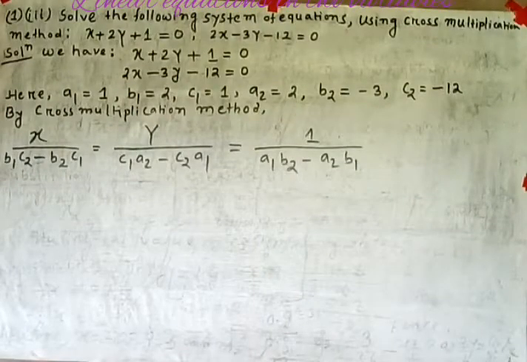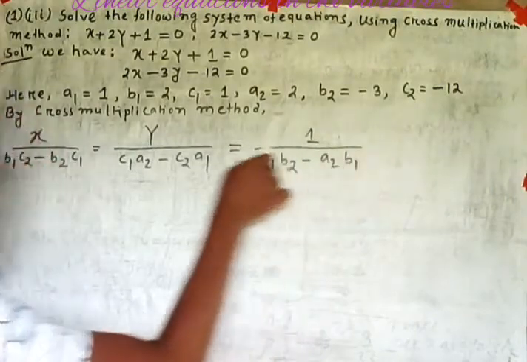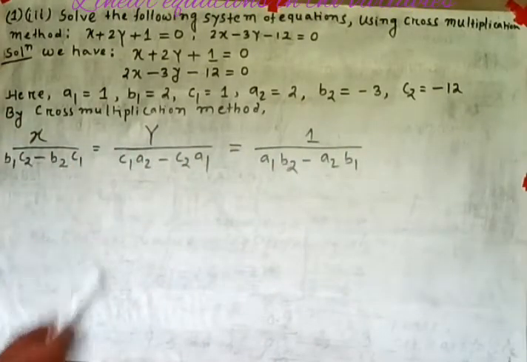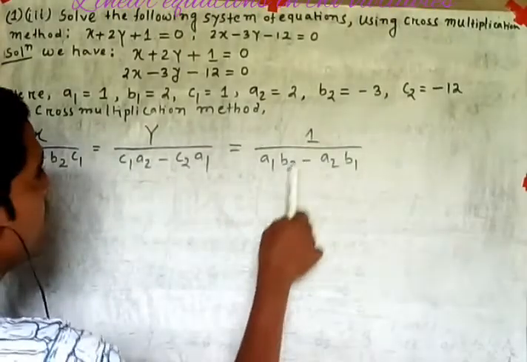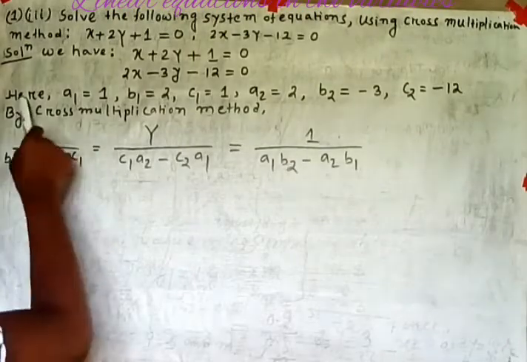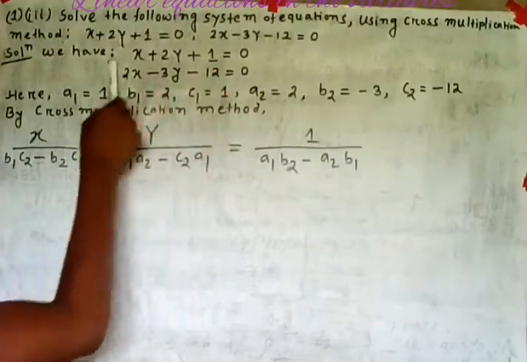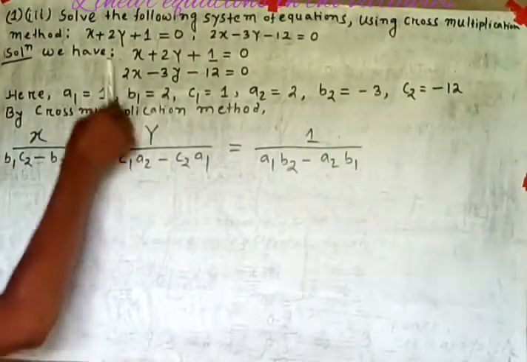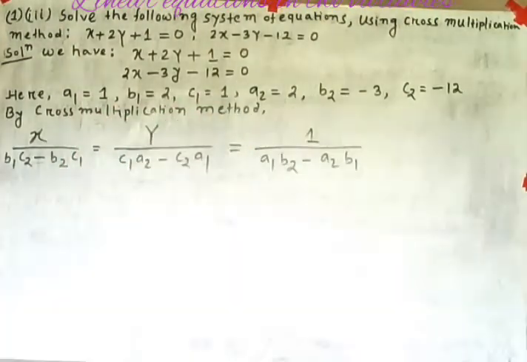For solving this question, we have to use this formula. This is the main formula: x divided by b1 c2 minus b2 c1, y divided by c1 a2 minus c2 a1, and 1 divided by a1 b2 minus a2 b1. Now what are a1, b1, c1? There are two equations. In case of the first equation, we think of it as a1x plus b1y plus c1 equal to 0.